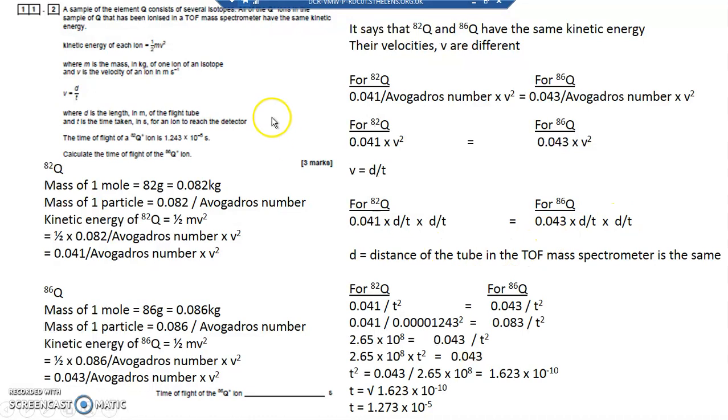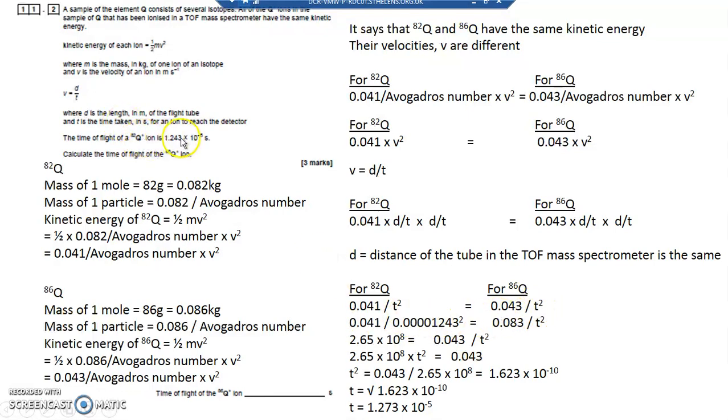The distance of the tube isn't changing, it's the same instrument. So now I can cancel the d's on each side. So now 0.041 divided by t squared is 0.043 divided by t squared for 82 and 86Q respectively. The time isn't the same. 82 is lighter, so it's going to go faster, so it's going to have a lower time to go down the tube than 86, which is heavier and slower. I'm going to have a higher time, a higher t.